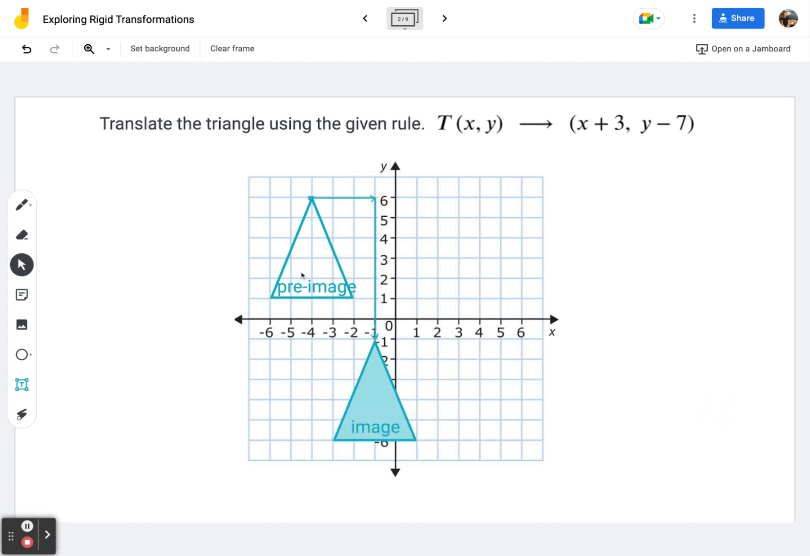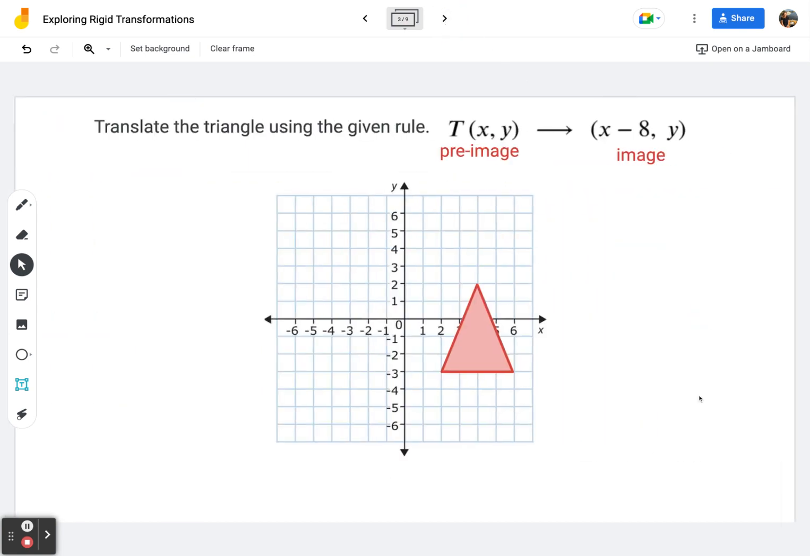And we know that these two figures are congruent because it's a rigid transformation. And when we are translating something, we don't even change the orientation of this shape. It was pointing up before the translation. It's still pointing in the same direction after the translation.